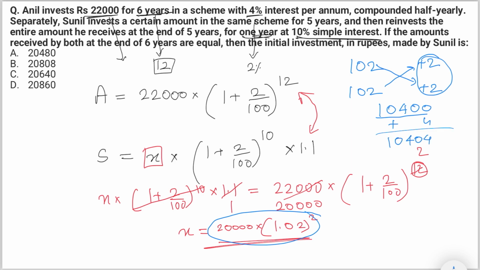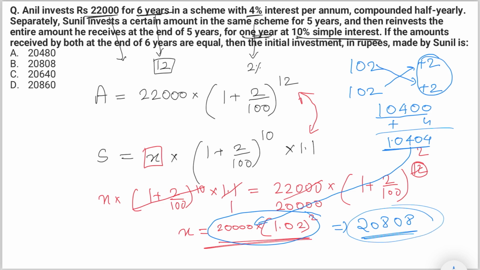10404. So naturally 1.02 square is nothing but 1.0404, and this 1.0404 gets multiplied by 20,000. So double of this is 20808, and that is the answer to our question. Very clearly it is our B option.